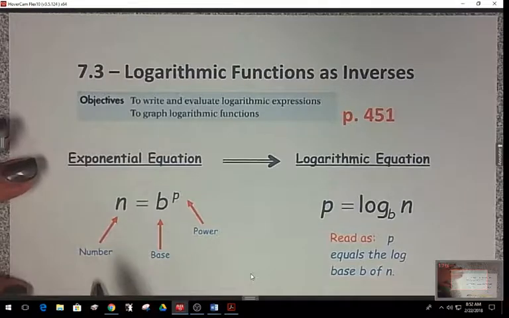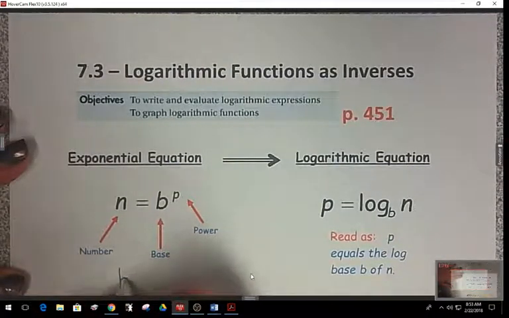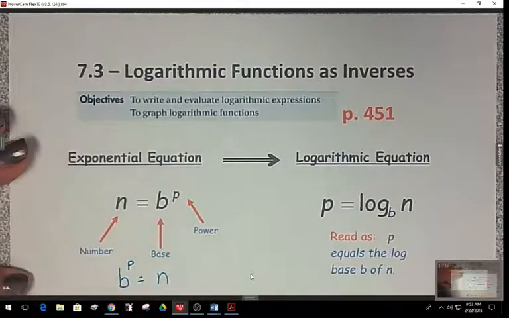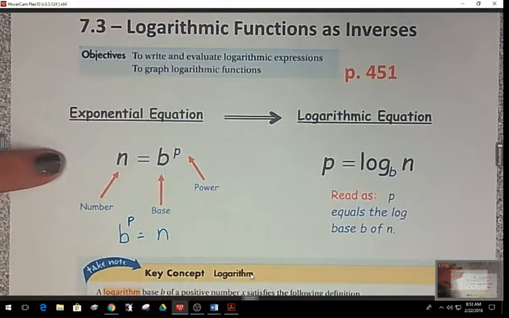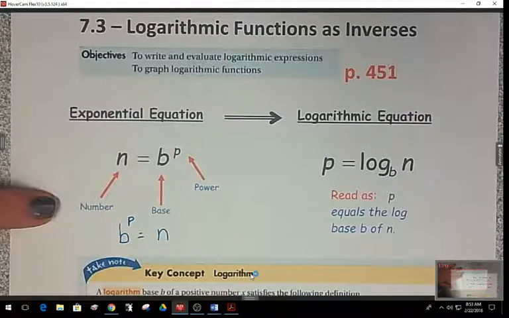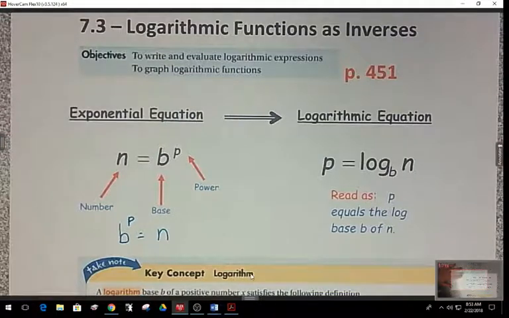So we start out over here on the left with an exponential equation, n equals b to the p. You know, in most of the last examples that we've done, it's usually written like this: b to the p is equal to n. That's the way it is in most of the problems we've worked with so far. Your book just changed it around for this problem. Okay, n is just a number. This is your base being raised to a power.